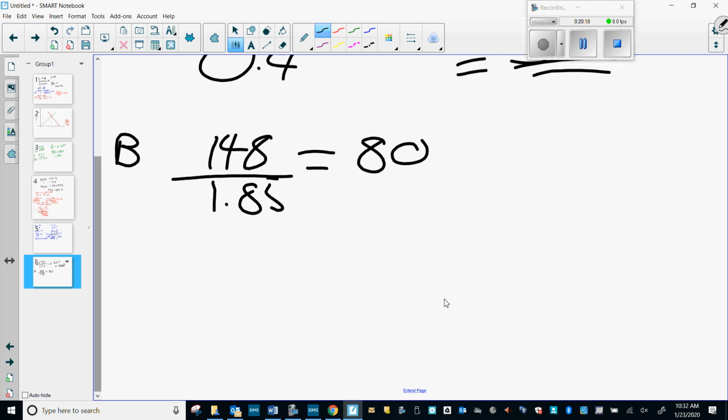And then to work out the mass, I did 170 plus 148, which gave me 318.